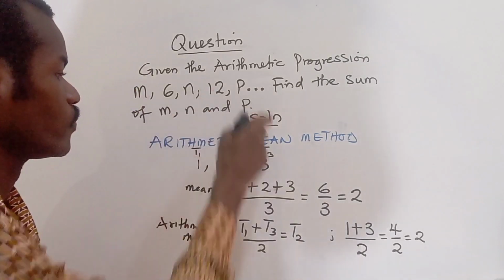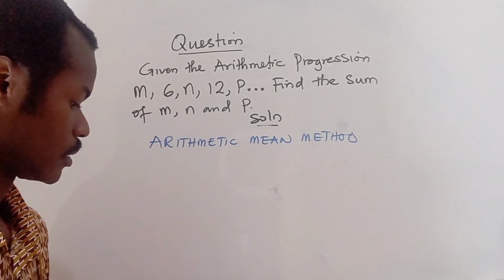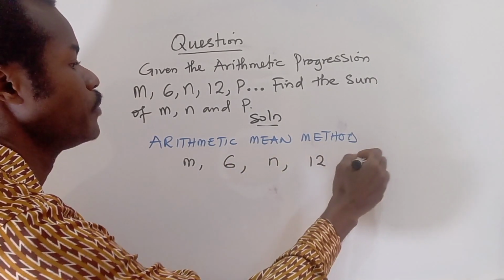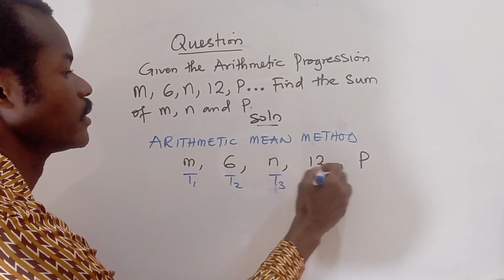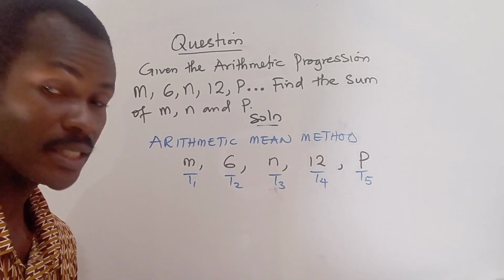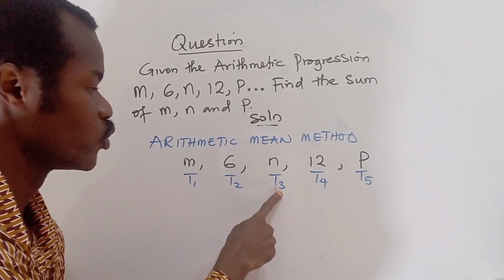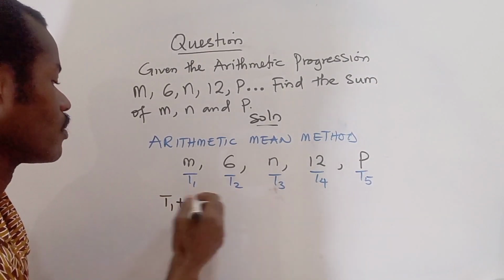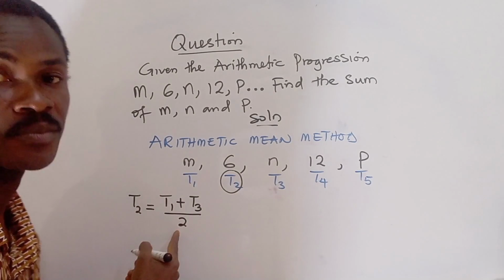So we are going to use this approach to solve this. Now let's use it to solve it. First of all, I want to write all the terms. So the terms are m, 6, n, 12, and p. The respective terms are t1, t2, t3, t4, and t5. Now how can we use the arithmetic mean? It means t1 plus t3 divided by 2 is going to give you t2, which is this 6.